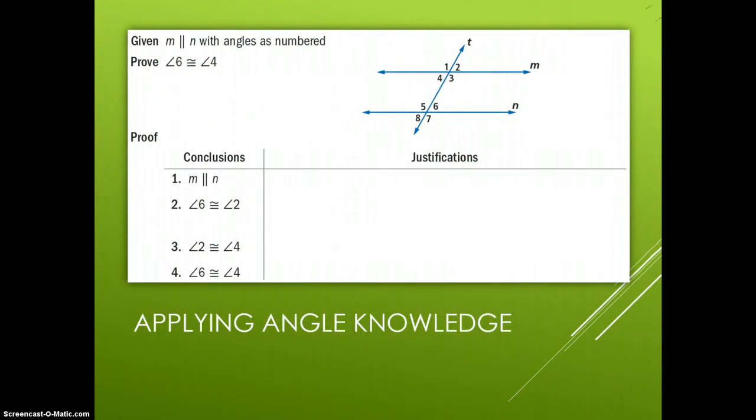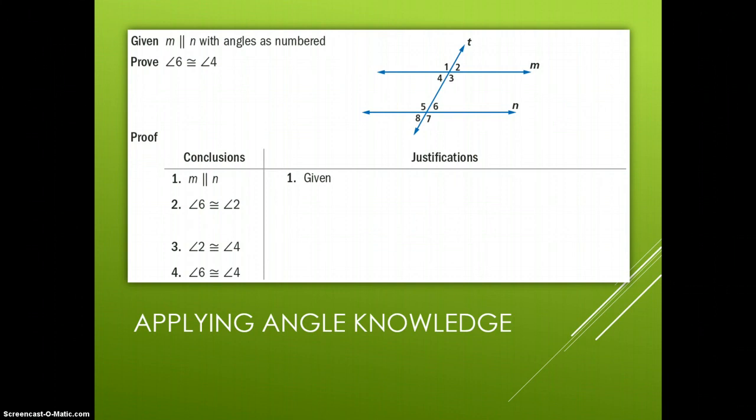Now, we're going to start to use these relationships in proofs. So let's take a look at this guy. We're given that line M is parallel to line N, with the angles as numbered. It says prove that angle 6 is congruent to angle 4. Well, how about this? We have all of our conclusions laid out here. Our first conclusion, M is parallel to N. Well, what's our justification for that? Given. Given, given, given. When we're setting up two-column proofs like this, given is, well, given.